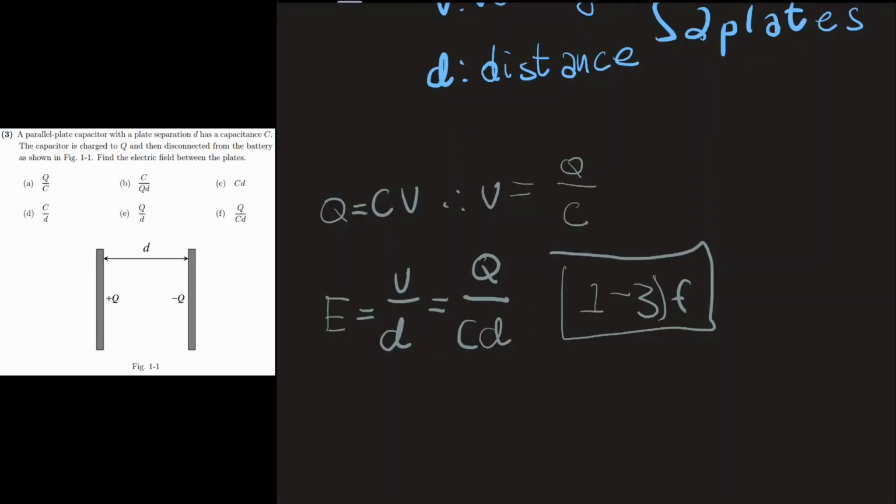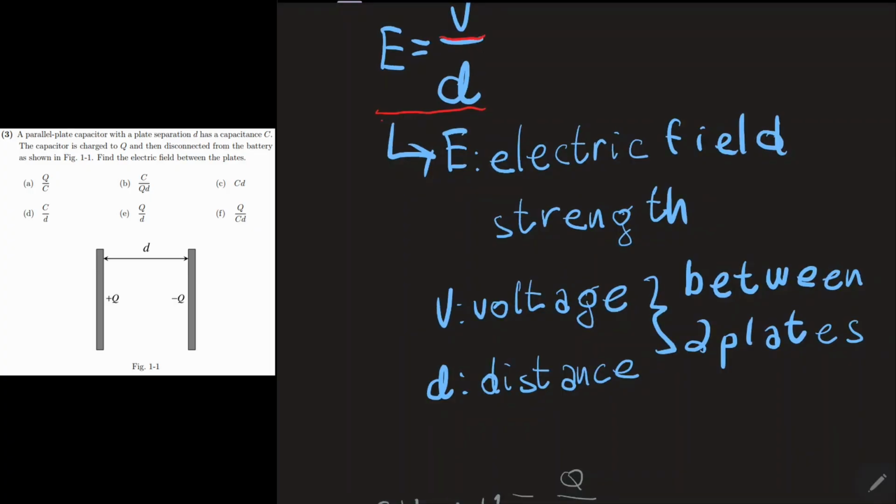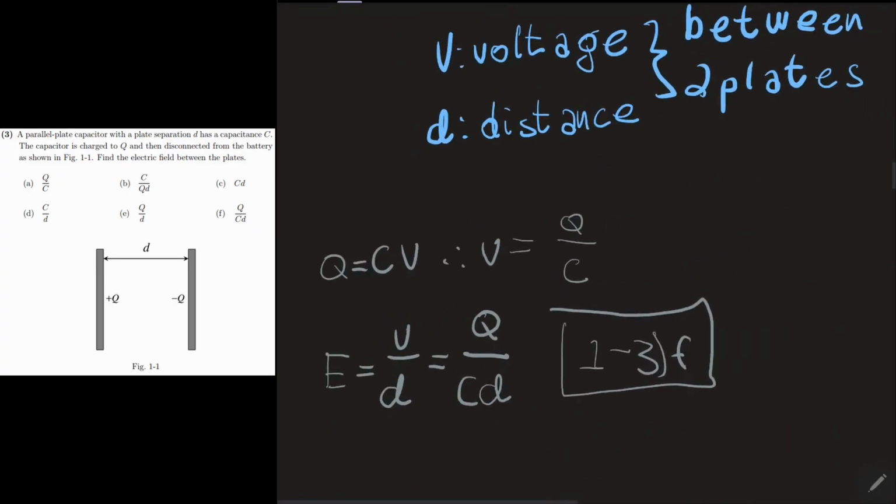The question asks for the electric field strength, but the equation that I gave here uses voltage, which is not given in the question. So first we take the initial equation and rearrange it to solve for voltage, which is charge over capacitance. Then we plug that back into this equation for the electric field strength and find that it equals charge over capacitance times distance, and that matches option F.